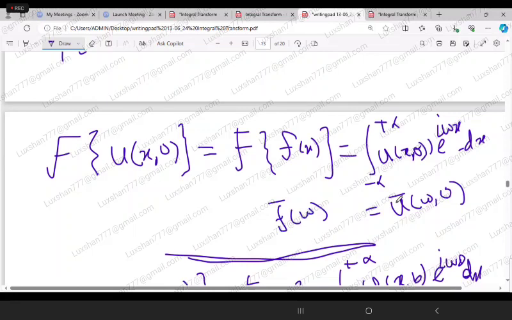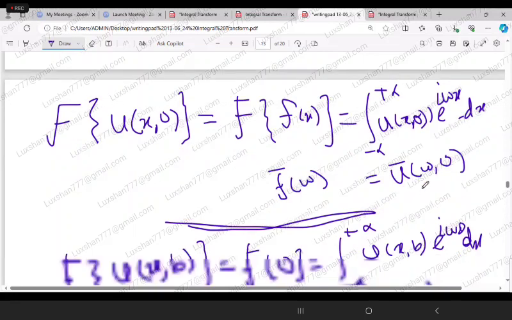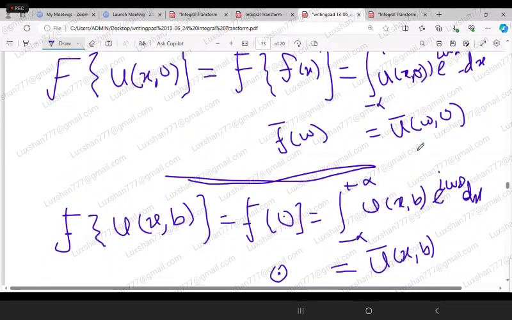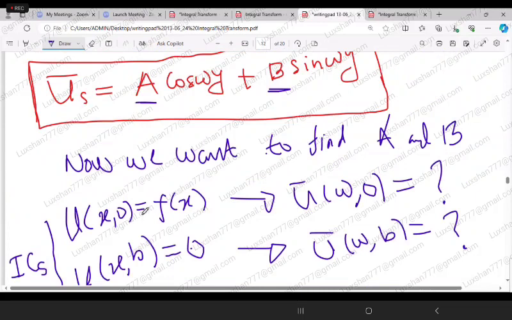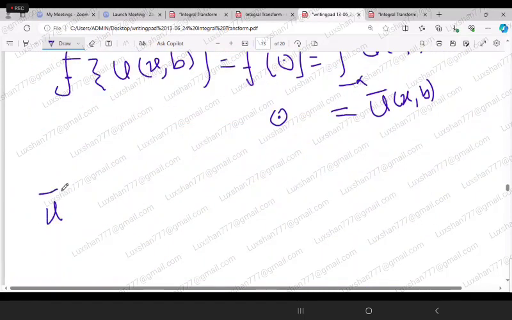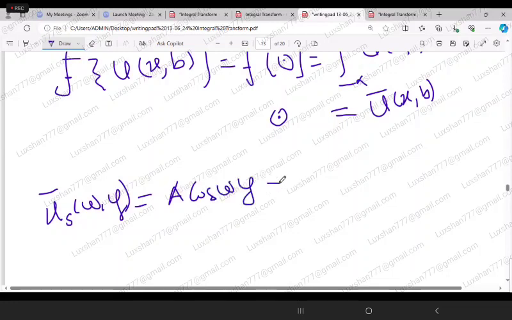Okay. So now if you put this one here, there are two conditions now. Okay, we have two conditions. Now we'll put these two conditions in this equation. So if you put the first one, u bar s omega y is equal to a cos omega y plus b sin omega y. This is the equation. This is the solution we got.